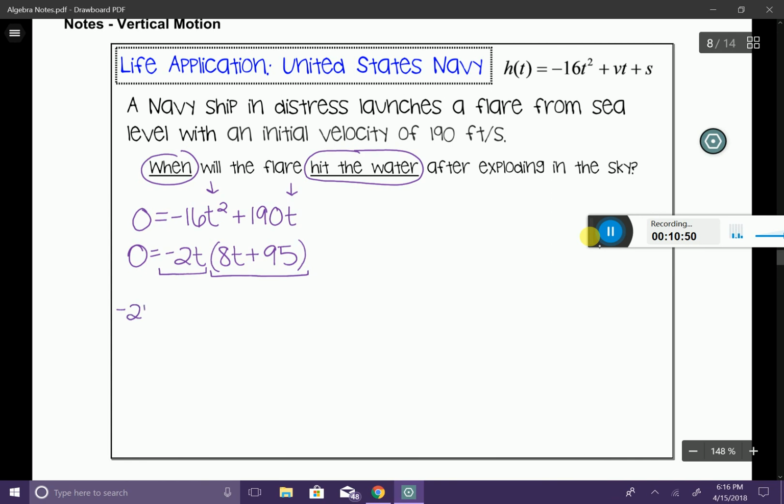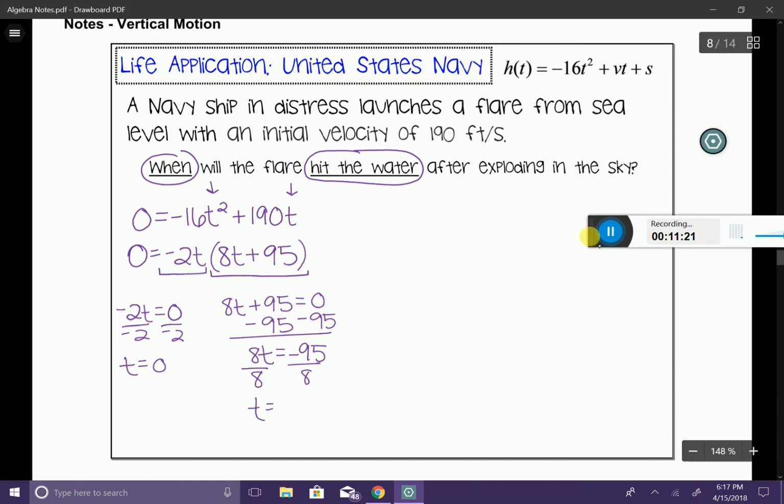So -2t is equal to 0. So if I divide both sides by -2, that gives me t equals 0. And then if I take my 8t plus 95 is equal to 0, I'm going to go ahead and subtract that. So I have 8t is equal to -95. And let's see, -95 divided by 8, that's going to give me t is equal to, what is it?